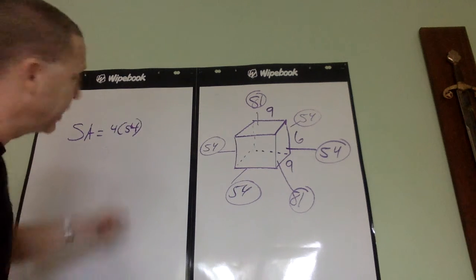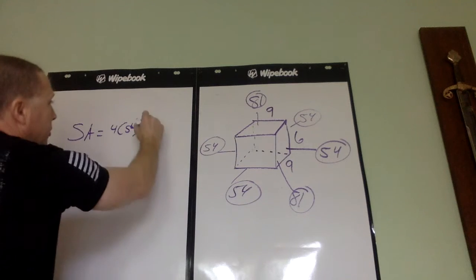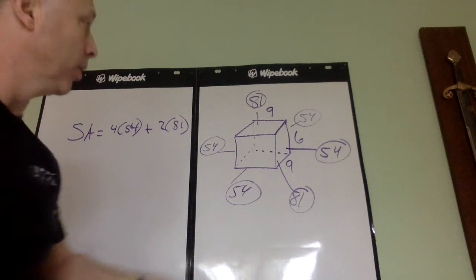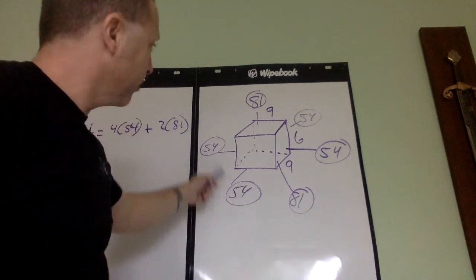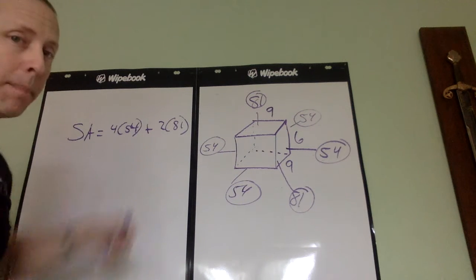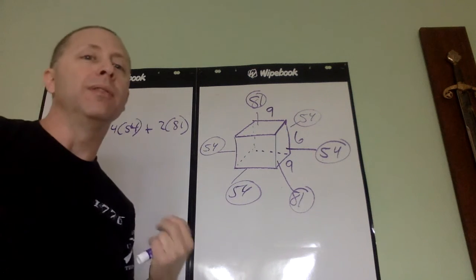So I'm going to do a little shortcut and I go 4 times 54 plus 2 times 81. All right, there's my two 81s, there's my 4 54s. And when those are all added up and combined, I get the total value that I need.